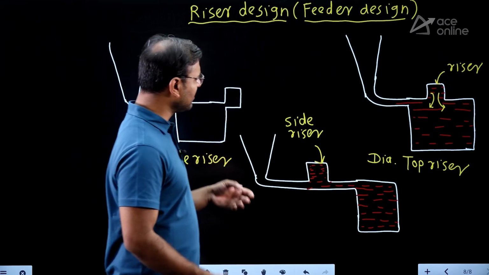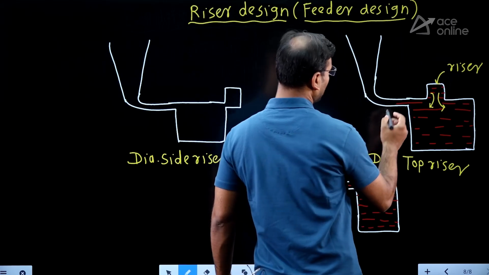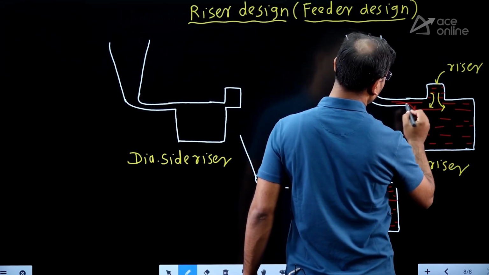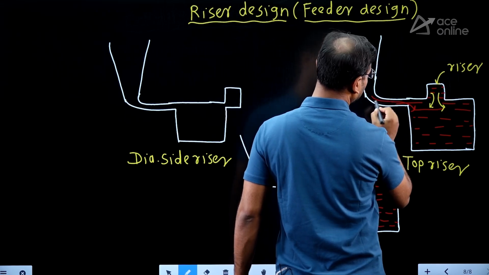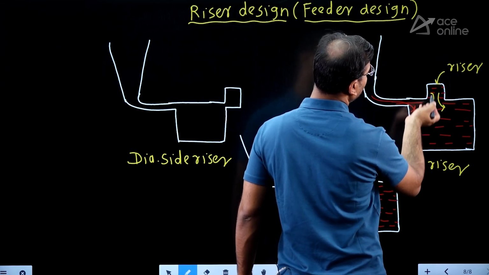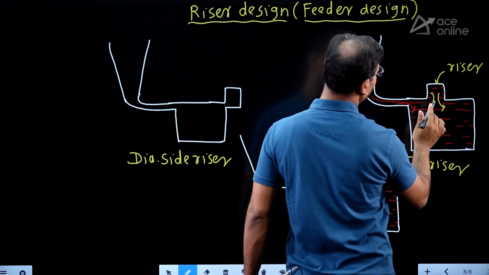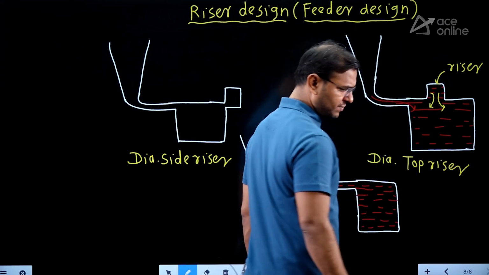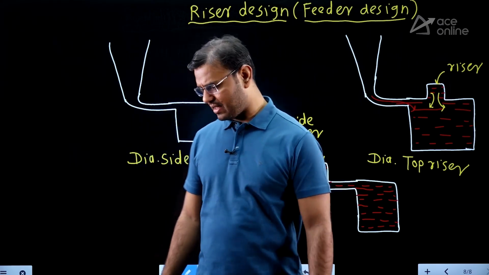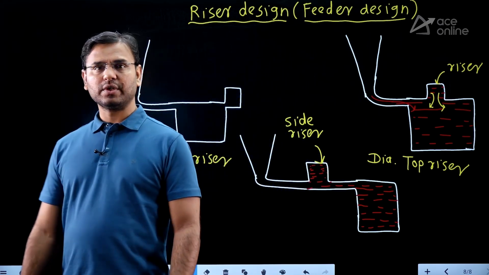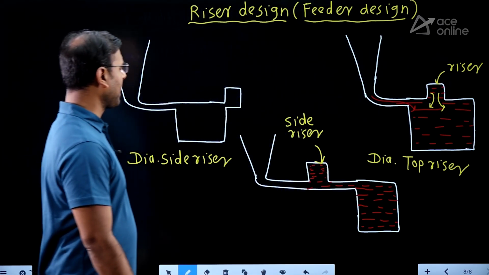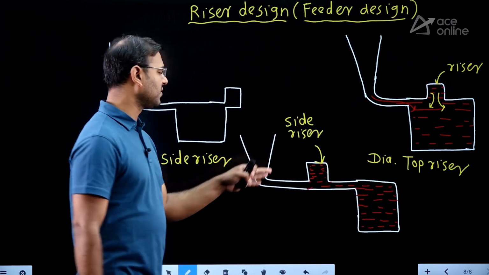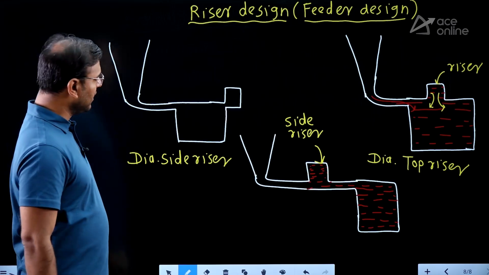But in that other case, when the molten metal enters, it directly enters into the cavity, and the total molten metal that collects in the cavity then enters into the riser. Therefore, cold molten metal enters into the riser there, but in the side riser, the hottest molten metal is going to enter.